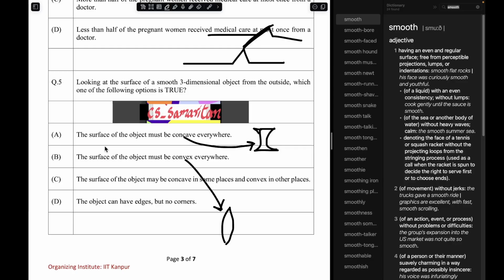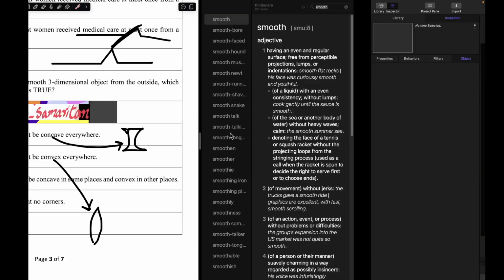Now the first statement tells us that the surface of the object must be concave everywhere. If it is smooth and 3D, then it must be concave everywhere. Is it even possible for an object to be concave everywhere? Not really. This is something that you would have to imagine, but I cannot help you with that imagination in your mind, but I can give you computer graphics to represent that, right?